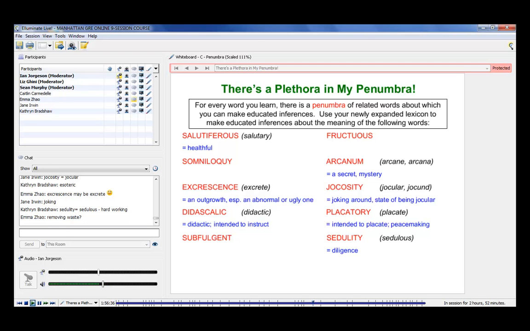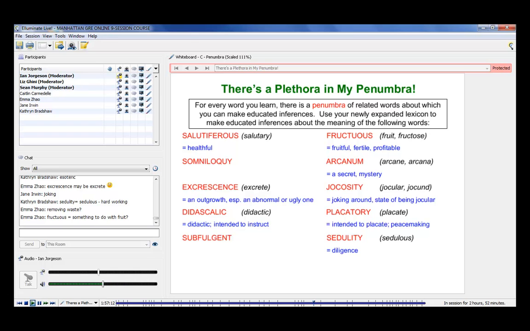Nobody has any ideas? Out of the remaining ones, the easiest one is probably fructuous. Yes, something to do with fruit, fructose. The meaning, though, isn't sweet, although that's often thought. The meaning comes from the idea of fruitful. Fruit in the sense not of sweetness or sugar, but in the sense of growing. So fruitful, fertile, profitable. Good call, Emma.